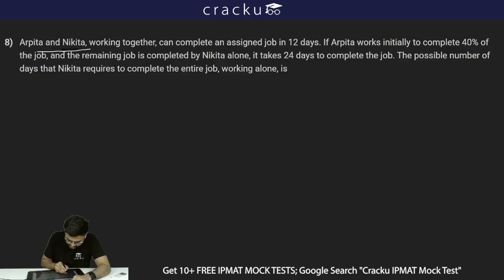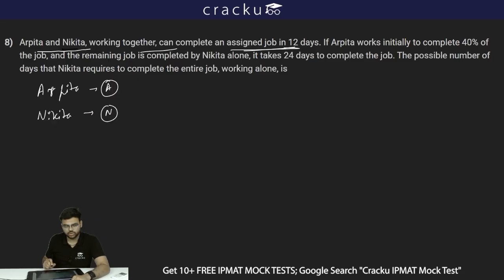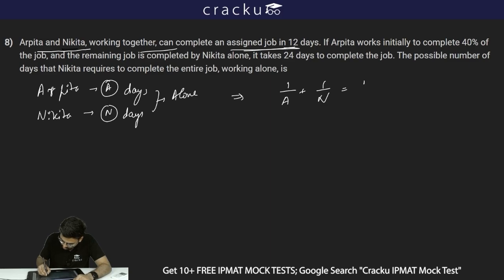It is given that Arpita and Nikita working together can complete an assigned job in 12 days. Let's say Arpita takes A days to complete the job and Nikita takes N days to complete the job when working alone. If they are working together, they can complete in 12 days. So I can write 1 upon A plus 1 upon N is equal to 1 upon 12. The classic time work formula.